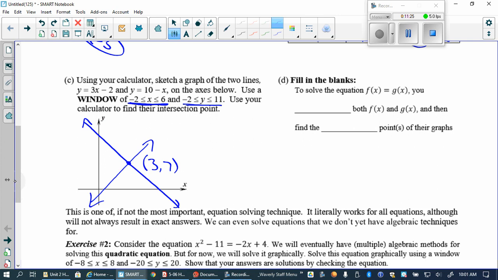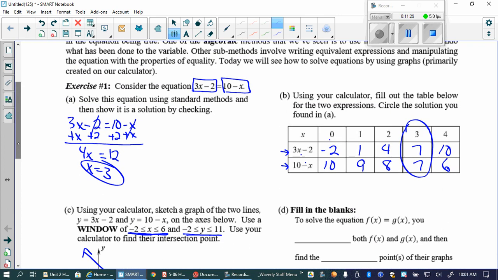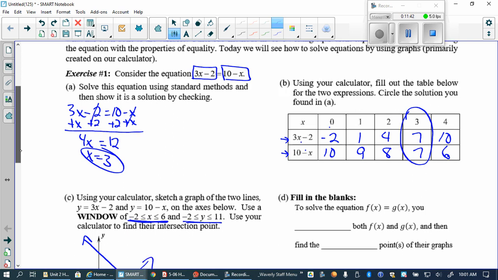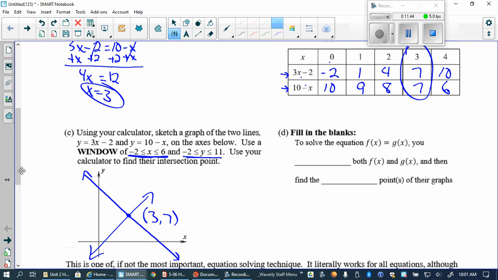All right, this is part D. Fill in the blanks. To solve an equation, f of x equals g of x. Isn't that kind of what we had up here? Like we had one equation, but we called this side some function f of x and this one g of x. Graph both sides of the equal sign, right? Find the intersection point. So, well, I just said it, right? We graph both of them and find the what? Intersection.